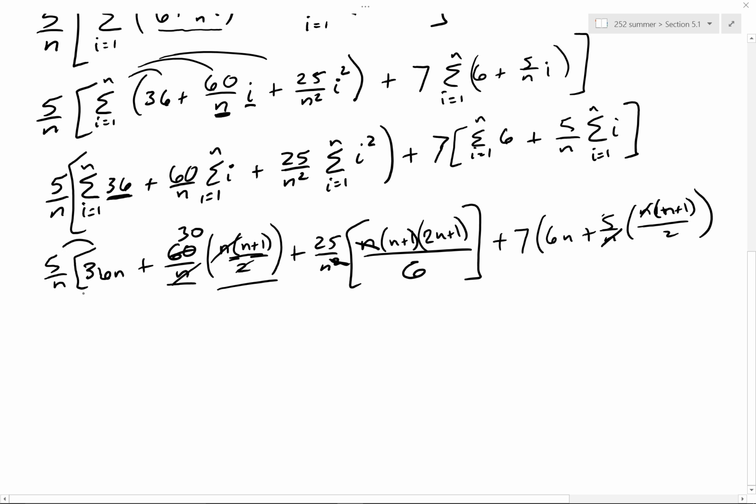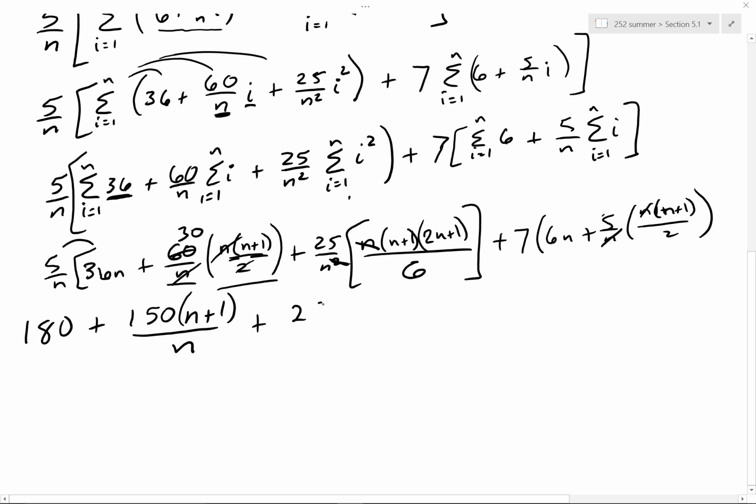So I'm going to distribute now. That's going to give me 180, and then the n cancel out. And then this times this is going to be 150. There's an n plus 1 on top, and an n on the bottom. See that?